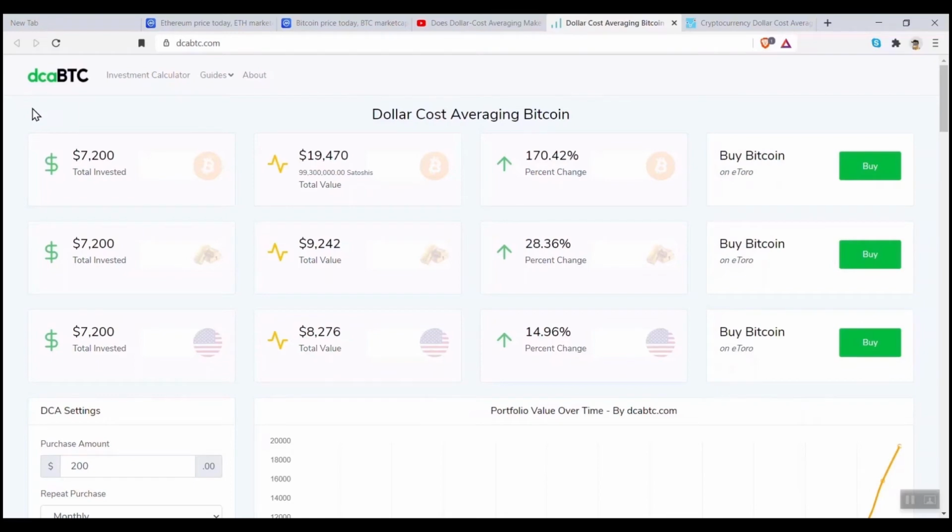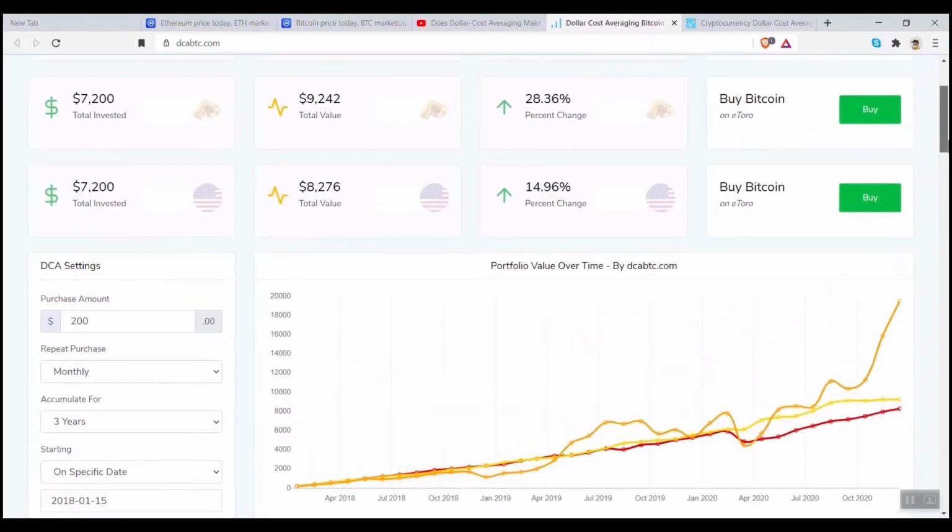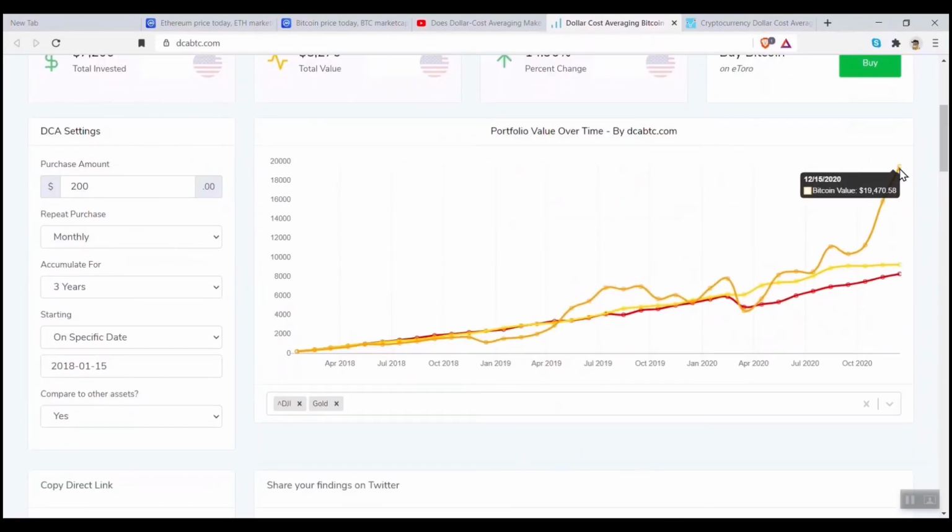Moving on to a few DCA-related websites, and the first one is DCA BTC. If you want to plug in your own data that corresponds to your situation, they've got this comparison with the Dow Jones Index and gold. So I've plugged in the numbers that match my spreadsheet, and this is what we get.